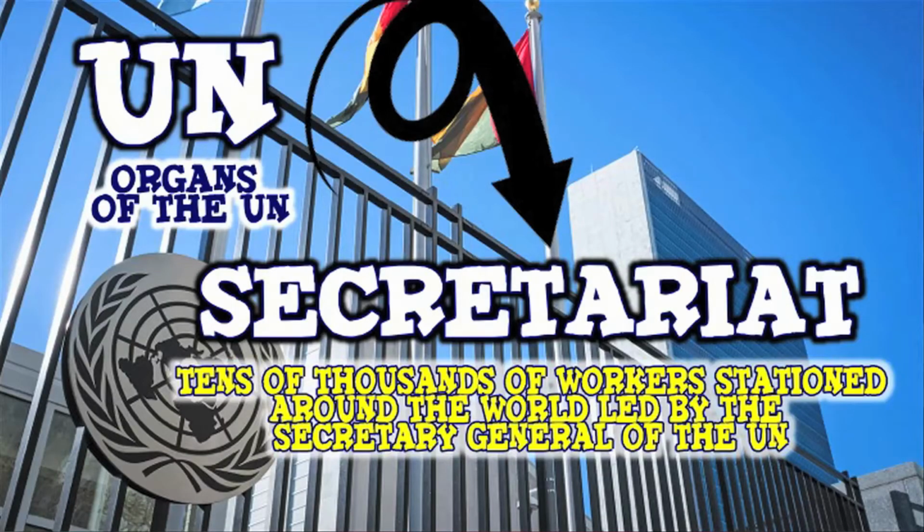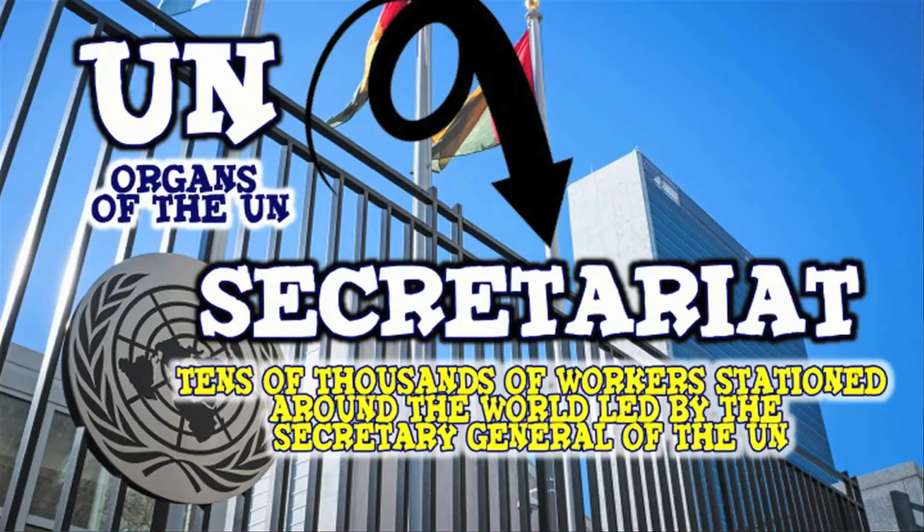And then the Secretariat. So the Secretariat is the largest organ of the UN with tens of thousands of workers stationed all around the world. So one of my friends, their parents actually work for the UN, they're diplomats, and they work as part of the Secretariat. And so they are stationed elsewhere. I think they're either stationed in Africa, or they might have moved to Latin America, or vice versa. They were in Latin America and moved to Africa. But in any case, they work on the ground level.